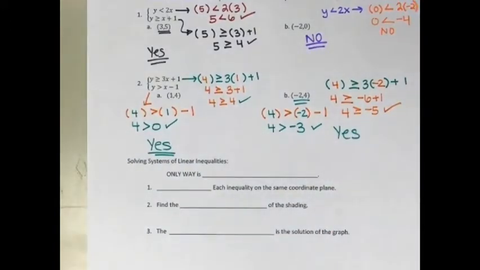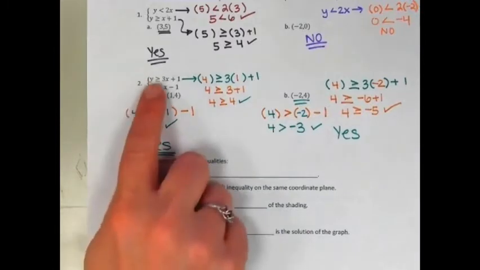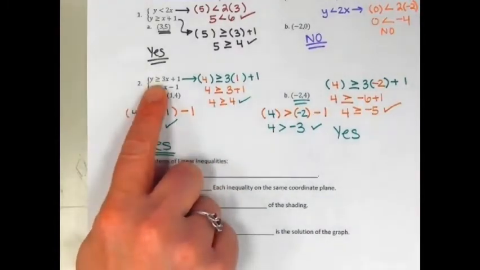Is (0, 0) a solution to that last one? No, why not? Right, 0 is not greater than or equal to 1.